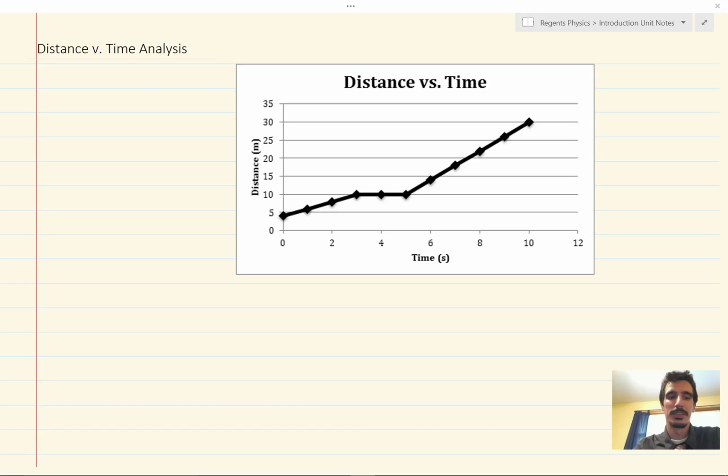What is happening? Today we're going to do some practice problems, actually one practice problem, on analyzing a distance versus time plot.